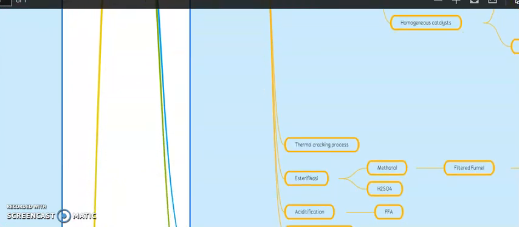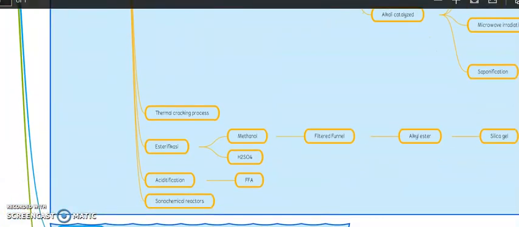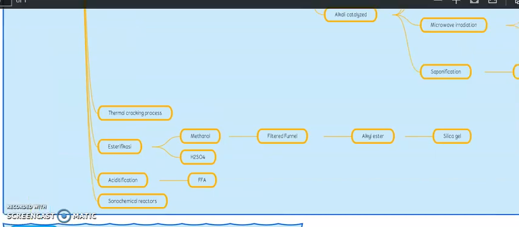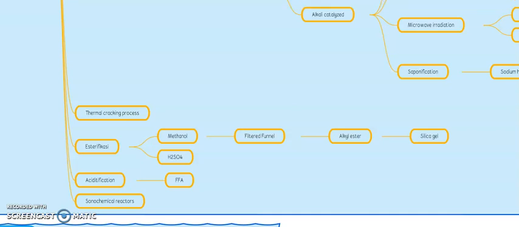Esterification. Cooking oil contains free fatty acid, right? And free fatty acid results from oxidation reaction and hydrolysis. The esterification uses methanol and a sulfuric acid catalyst, and we use a filter funnel, and after that we get the alkyl ester. The alkyl ester that we get sometimes contains water, so we need silica gel to absorb the water.